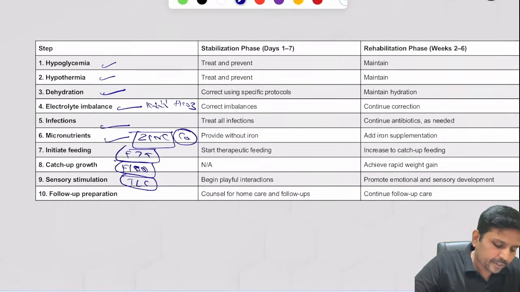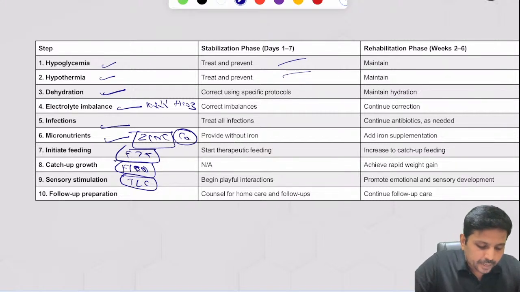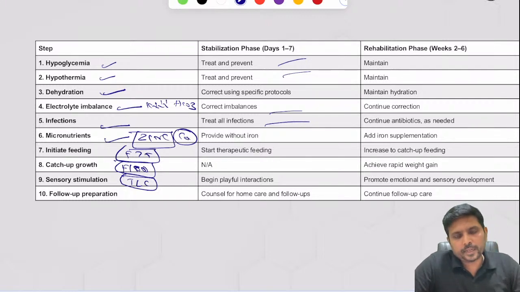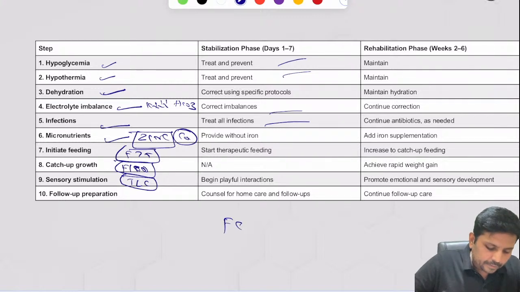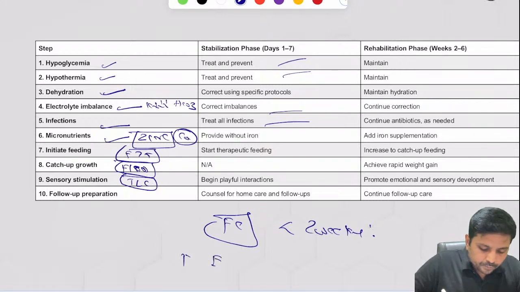In the stabilization phase, treat infection, treat hypothermia, treat electrolyte disturbances, etc. Please remember one thing, never ever start iron in the stabilization phase, because iron can lead to increased growth of E. coli, which can lead to sepsis.